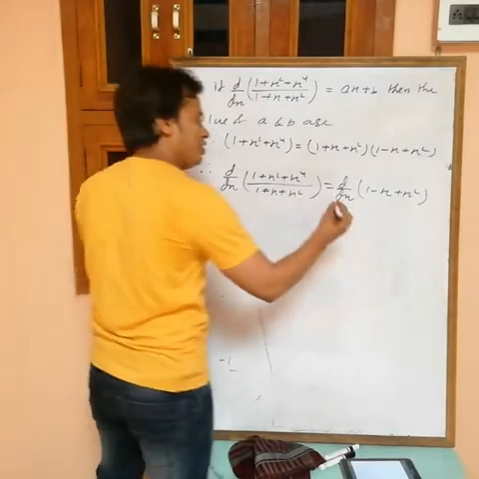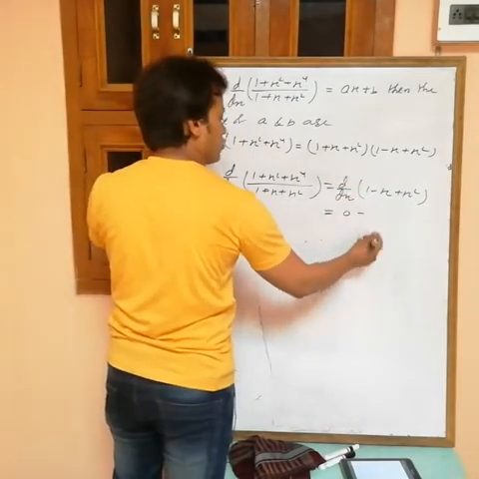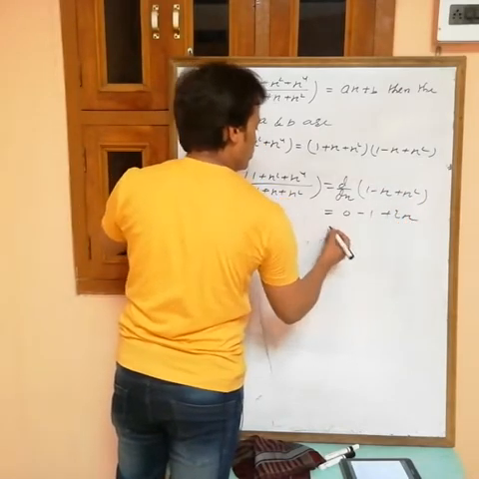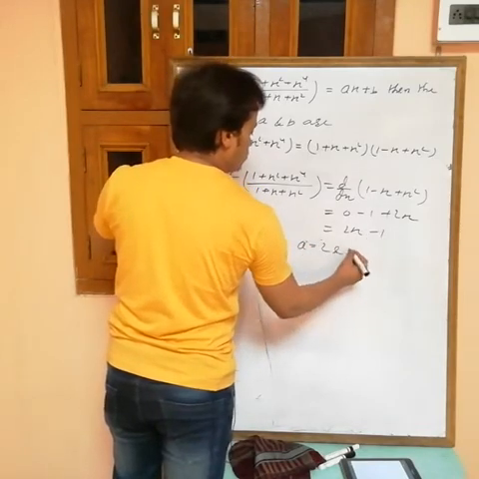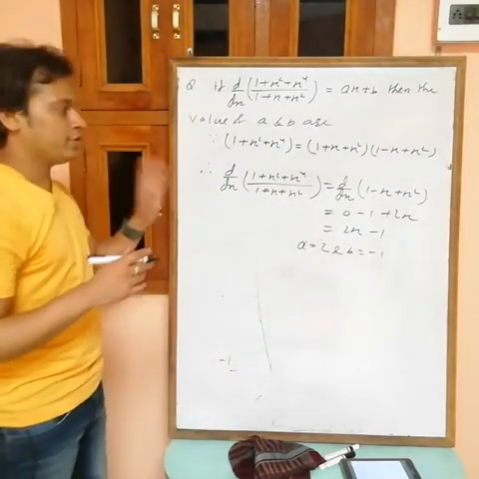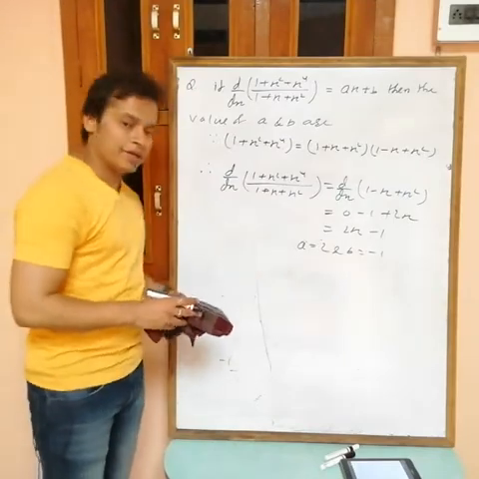Okay, now simply differentiate. Differentiation of 1 with respect to x is 0, differentiation of x is 1, differentiation of x square is 2x. So what are we getting? 2x minus 1. So a equals to 2 and b equals to minus 1. Okay, this is the problem. Okay, now can I rough?